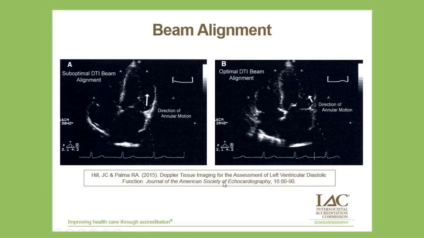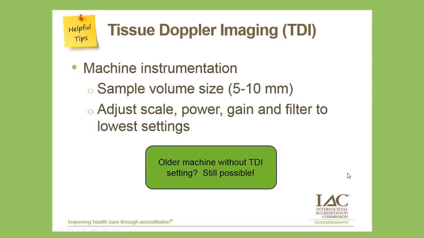This is actually a very helpful article that Jeff Hill and Richie Palma published in the Journal of the American Society of Echocardiography in 2015. And this shows a really nice example. We've got annular motion that's heading this way, but our sample volume plane is this way. So what you want to do is readjust so that the beam alignment is actually in the direction of the annular motion. As far as machine instrumentation, the sample volume size should be bigger, 5 to 10 millimeters.